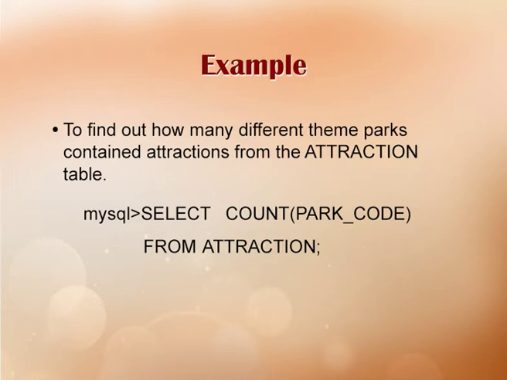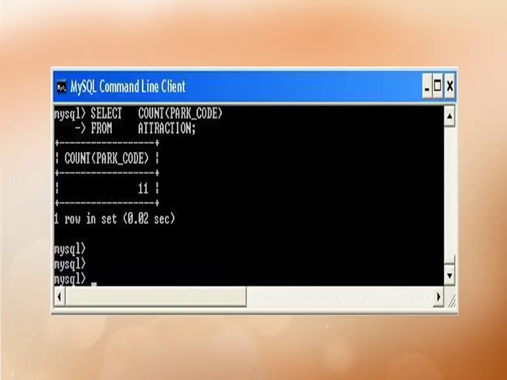In order to find out how many different theme parks contain attractions from the attraction table, here I am using select count park code from attraction. So it displays all the theme parks that contain attractions from the attraction table. Here I had given the command select count park code from attraction. So here it is displaying the count. So, 11 different attractions were found in the attraction table.